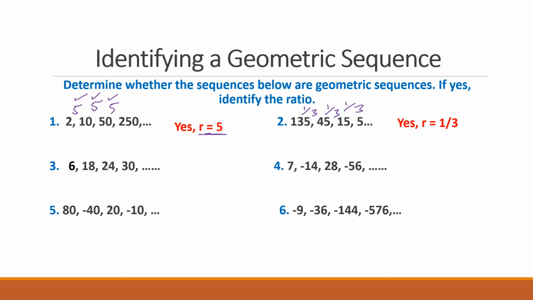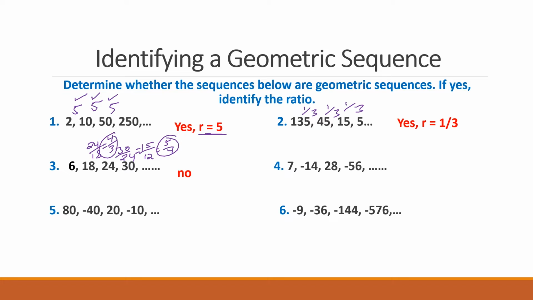30 divided by 24. I can just reduce that. If I divide by 2, I get 15 over 12. Dividing again, they're both divisible by 3. So that would be 5 over 4. So let's see what happens next. 24 over 18, I'm going to reduce that. I always start by dividing. Well, I could divide by 6. 24 divided by 6 is 4. 18 divided by 6 is 3. And so that does not have a common ratio. And so that is not a geometric sequence.